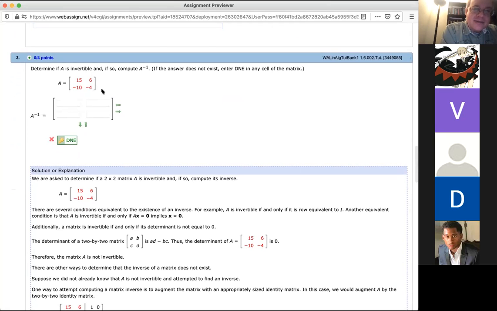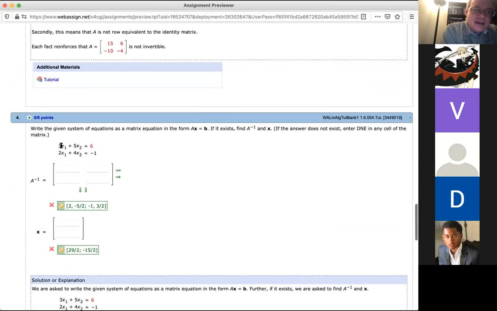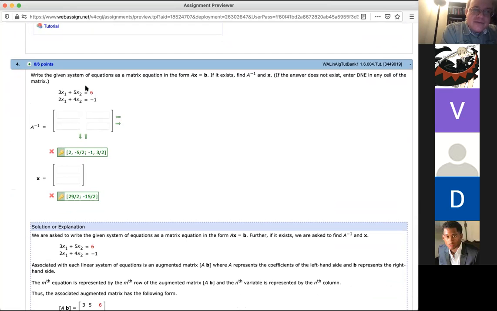3 is the same way. Basically, you can just try to compute the inverse. If it works, you can write down the inverse. If it doesn't, say it doesn't exist. And for the fourth problem here, first you want to pull off the coefficient matrix. It's got to have entries 3, 5 in the top row, 2, 4 in the next row. So that's your matrix A. You want to find the inverse.